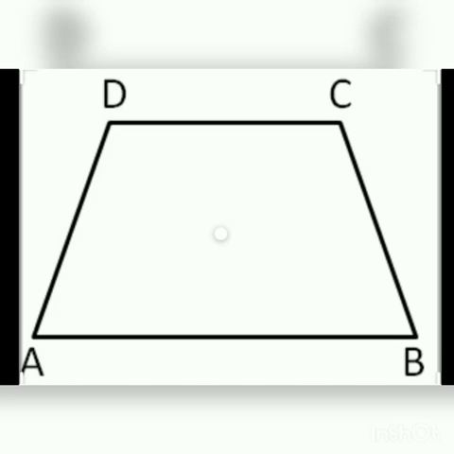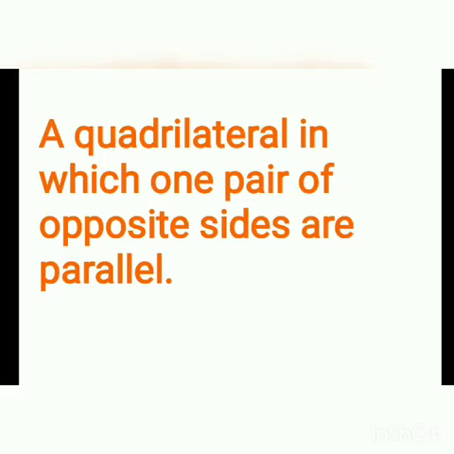They are not saying that they will be equal, but only one feature they have: one pair of opposite sides will be parallel. Here which are the parallel sides? AB and CD are the parallel sides, but that doesn't mean that they are equal. Only one condition in a trapezium we have. What is that? One pair of opposite sides will be parallel. A quadrilateral in which one pair of opposite sides is parallel is known as a trapezium.